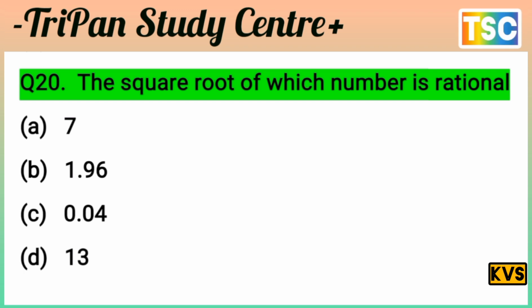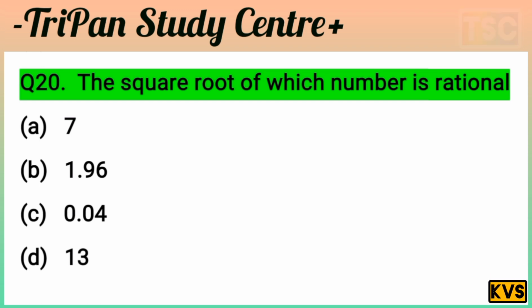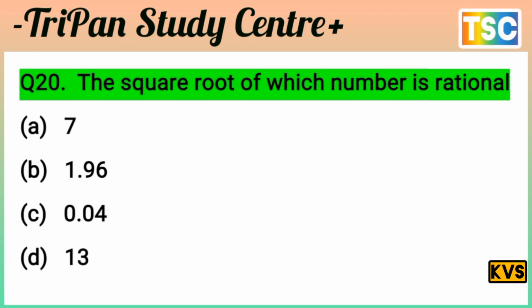The next question is the most important one. The question here: the square root of which number is rational. The square root of which number is rational. That's important here. The option A is 7, B is 1.96, C is 0.04, and D is 13. That's important. First of all, check your knowledge. I give you a few seconds to choose your answer. You must have a thought of your answer. Let's see what the answer for this question is.